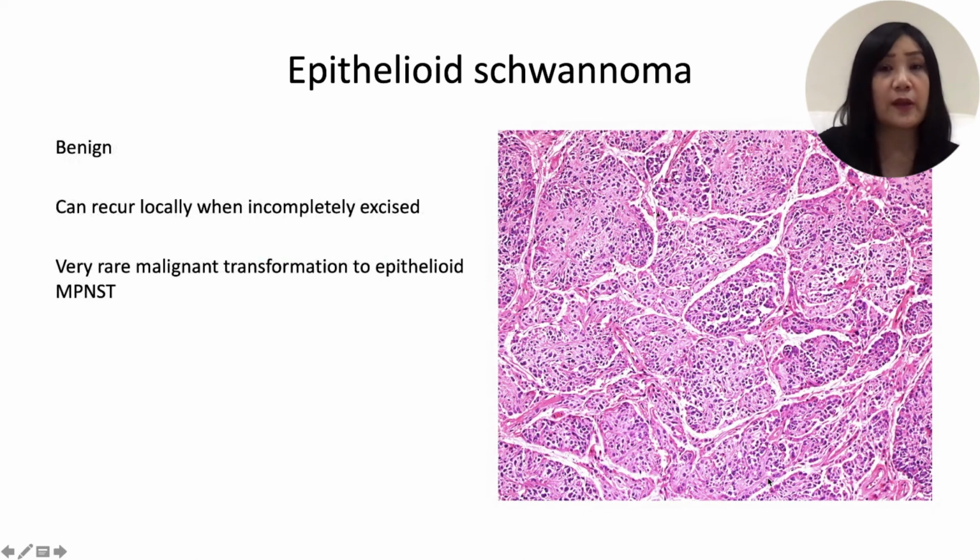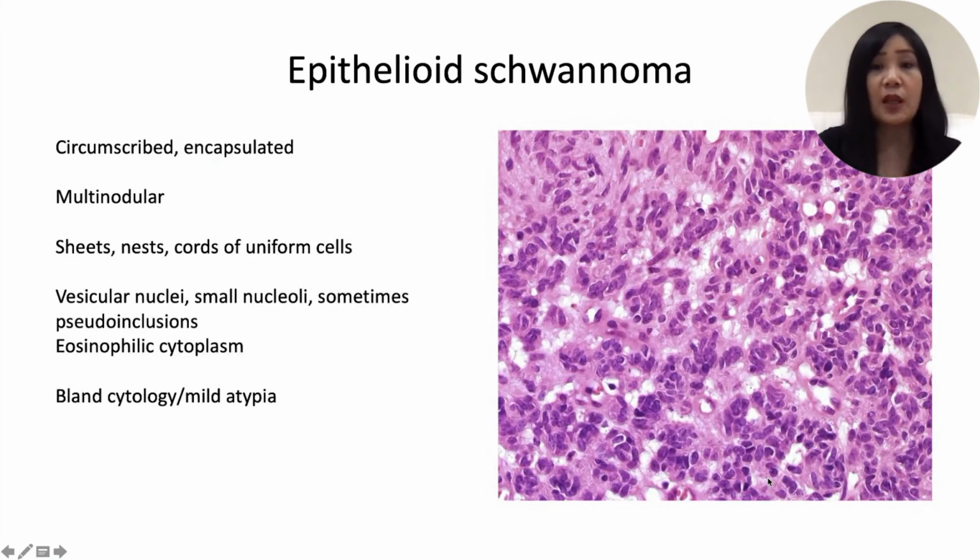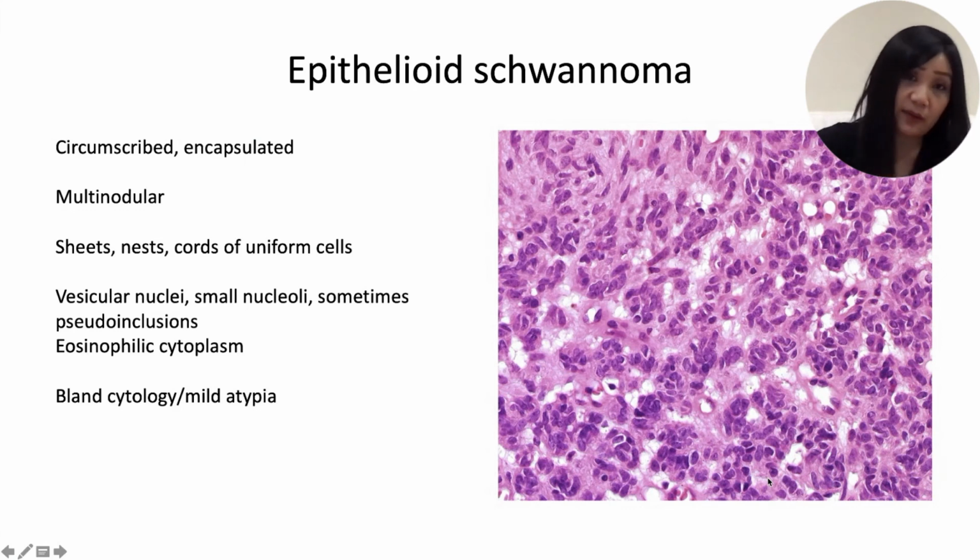So these are benign, although they can recur when incompletely excised, and very rarely they can show malignant transformation to epithelioid MPNST. Let's remember how schwannomas typically do not undergo malignant transformation, but epithelioid schwannomas can rarely undergo malignant transformation to epithelioid MPNST. Similar to conventional schwannomas, these tend to be circumscribed and encapsulated. They are frequently multinodular and are composed of sheets, nests, and cords of quite uniform cells with vesicular nuclei, small nucleoli, and sometimes pseudo-inclusions, which we see in nerve sheath neoplasms, with eosinophilic cytoplasm.